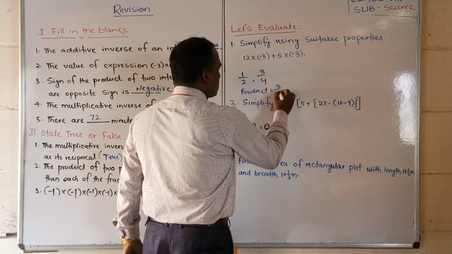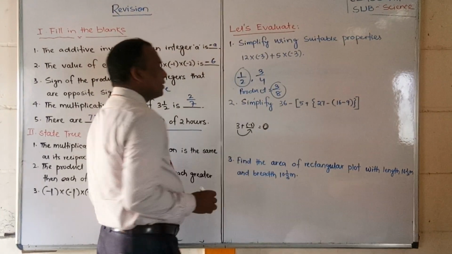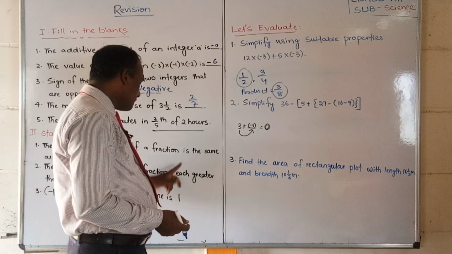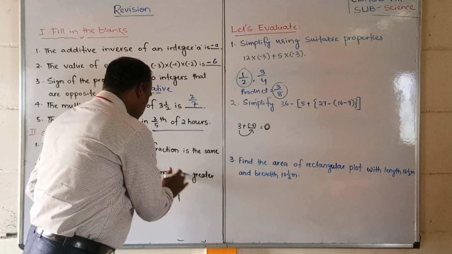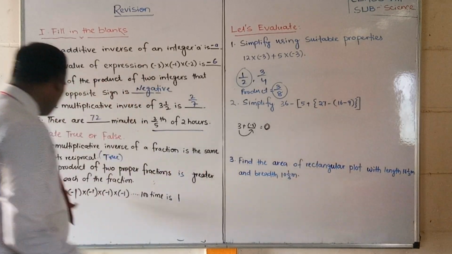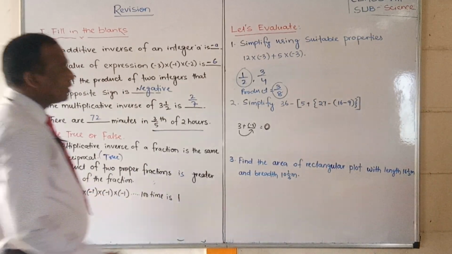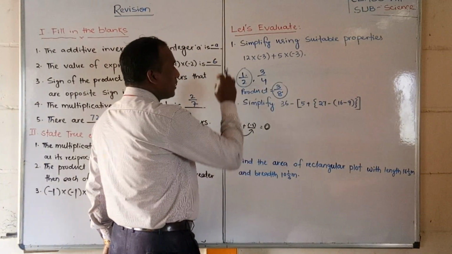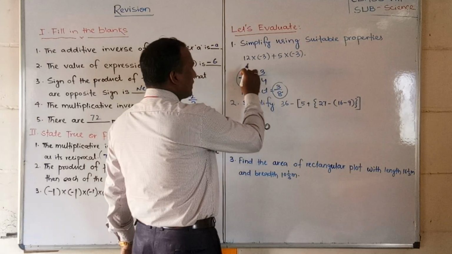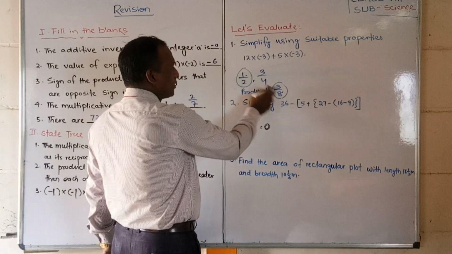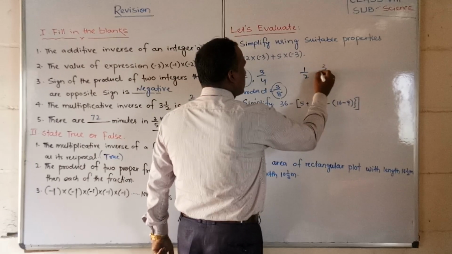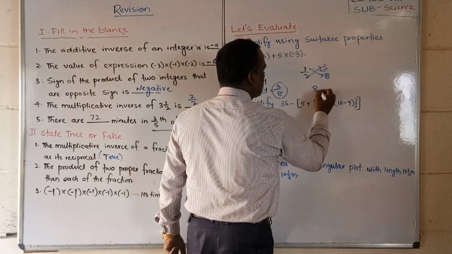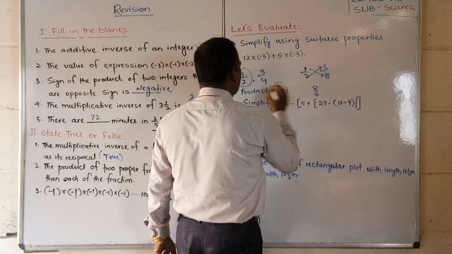The product will be 3 by 8. So compared to this, which one is greater? The question is telling that the product of the two proper fractions is greater than each of the fractions. That means, of these two, which one is greater? First you check it. You can see 1 by 2 and 3 by 8. If you multiply crosswise, 1 into 8 is 8, and 2 into 3 is 6. So 8 is greater. That means this number is greater.